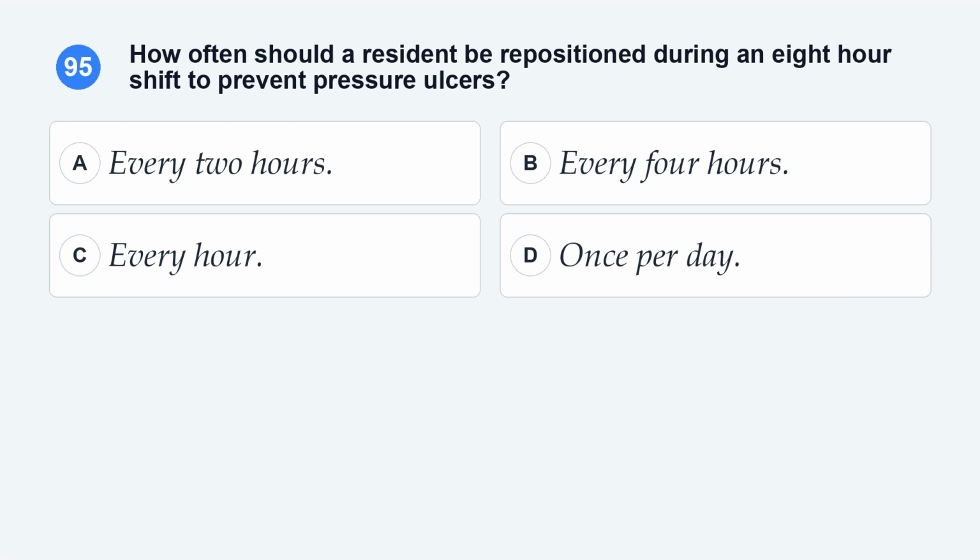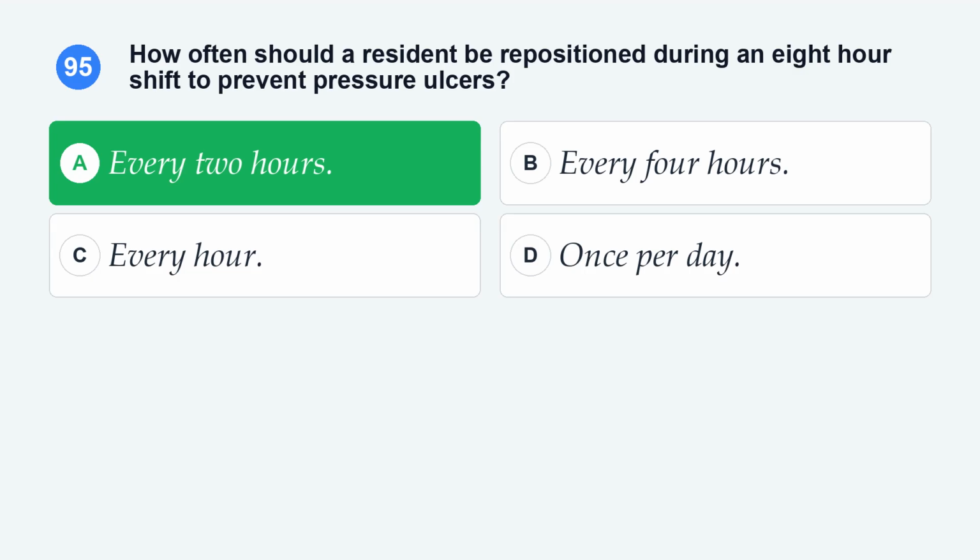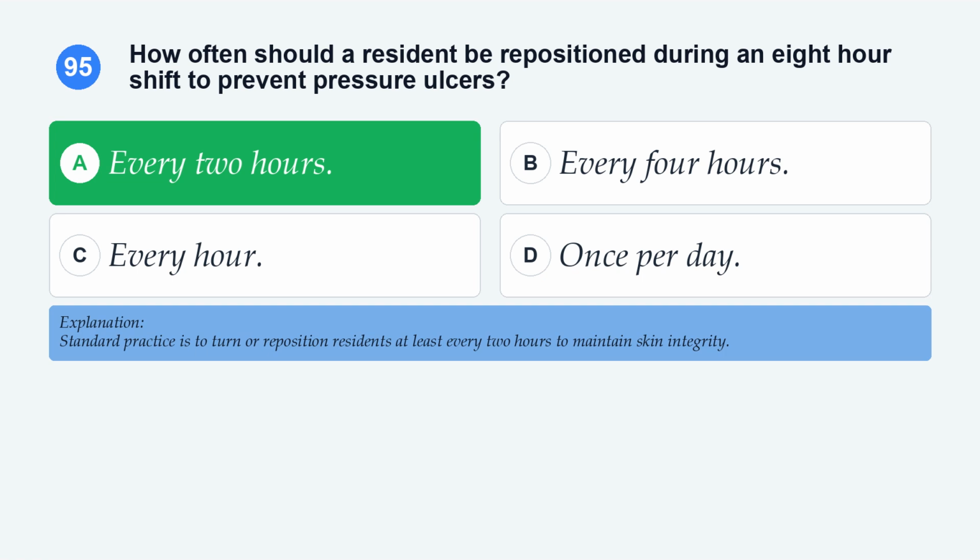Question 95. How often should a resident be repositioned during an 8-hour shift to prevent pressure ulcers? Option A, every 2 hours. Option B, every 4 hours. Option C, every hour. Option D, once per day. The correct answer is option A, every 2 hours. Explanation. Standard practice is to turn or reposition residents at least every 2 hours to maintain skin integrity.